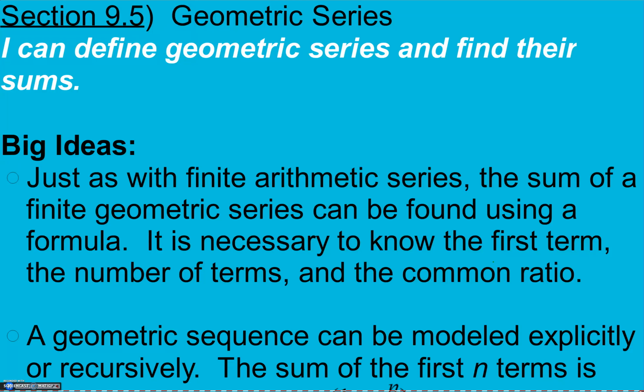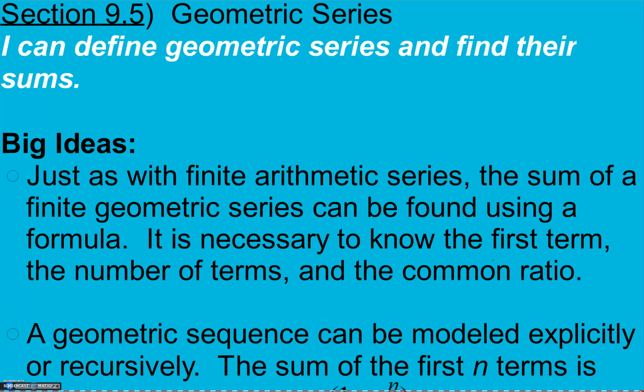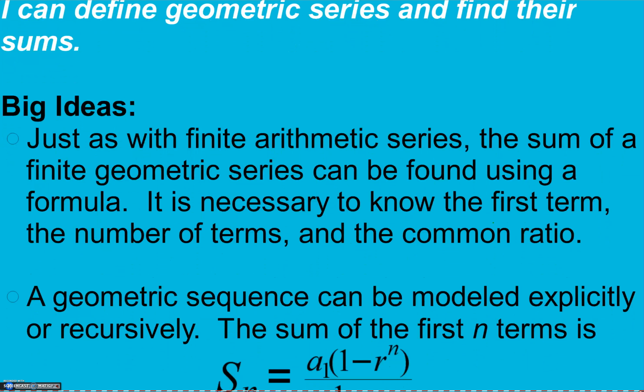Section 5 is geometric series. I can define geometric series and find their sums. Big ideas for this section include, just as with finite arithmetic series, the sum of a finite geometric series can be found using a formula. We have to know the first term, how many terms there are, and the common ratio.